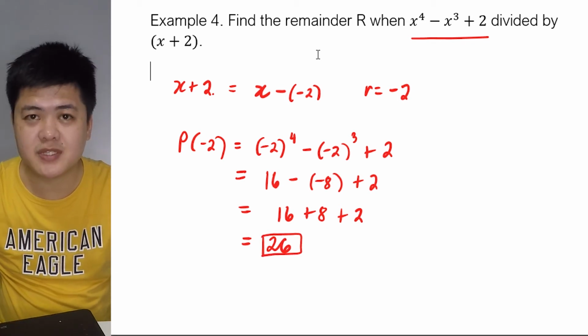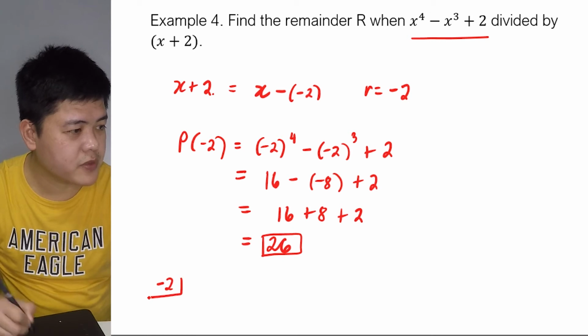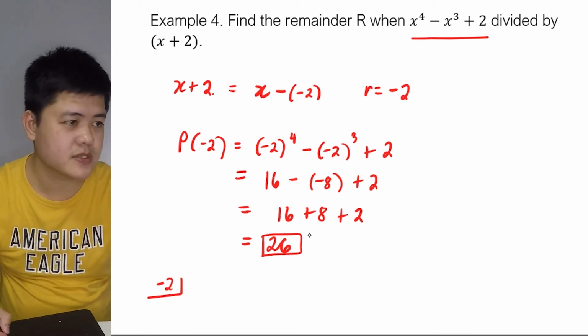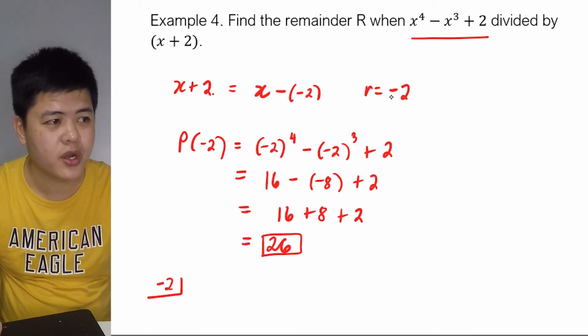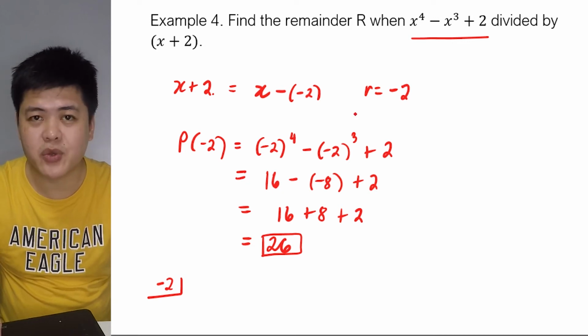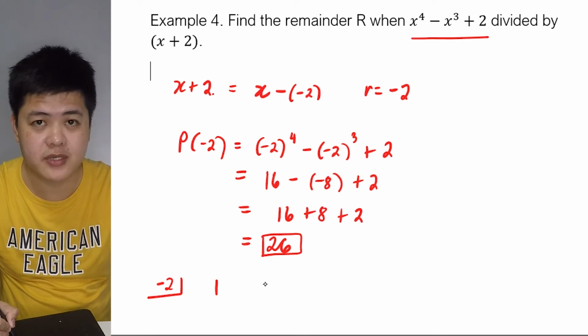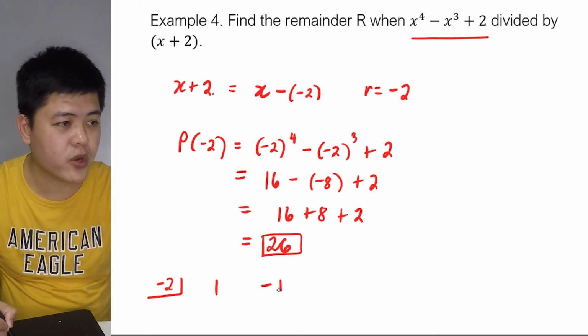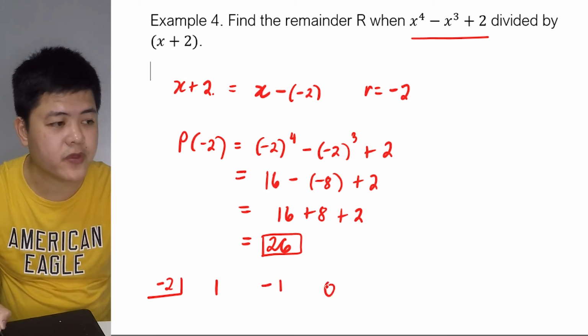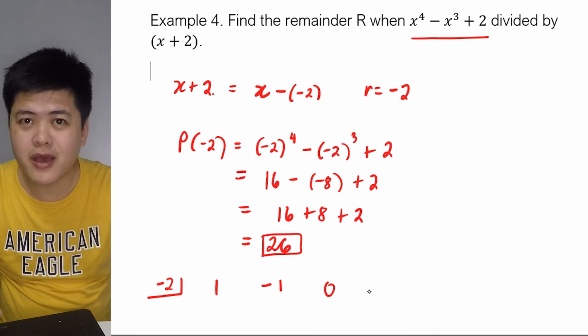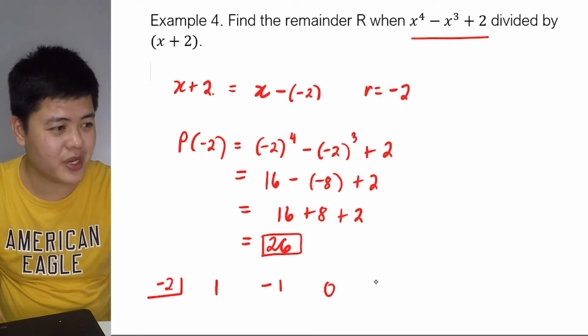Let's verify this using synthetic division. We have negative 2 here, and then the coefficients. This is x raised to 4. And if you'll notice, we have no quadratic term, so we'll add a 0. So we'll have 1 for x to the 4th, minus 1 for the x cubed, and then 0 for the quadratic term. We also don't have a linear term, so we'll also add a 0. And then we have a 2.